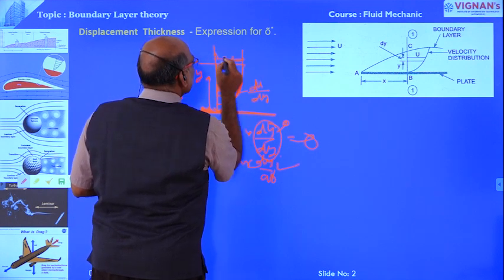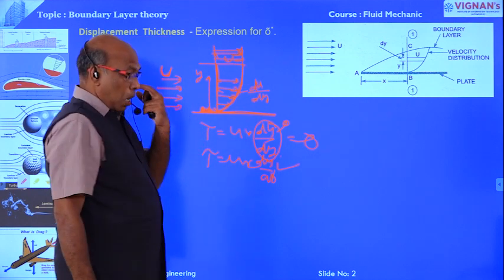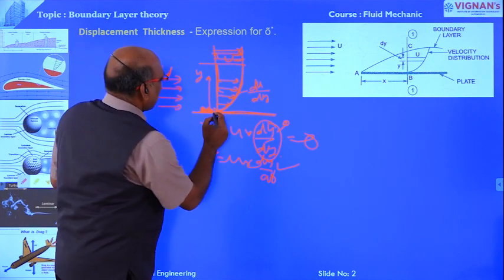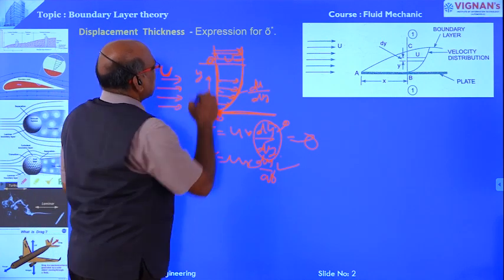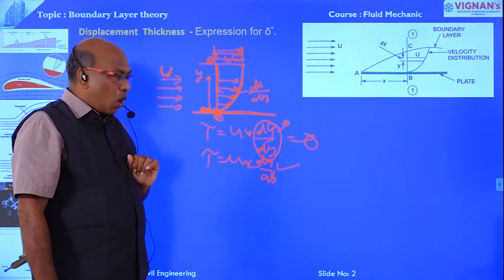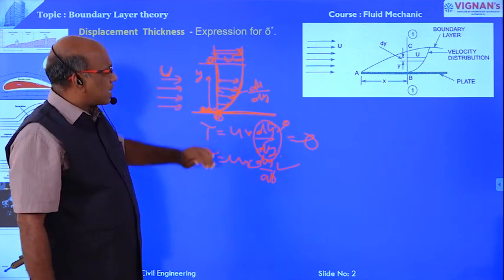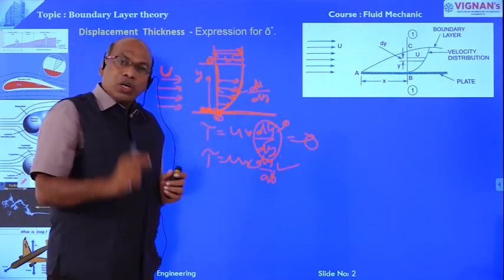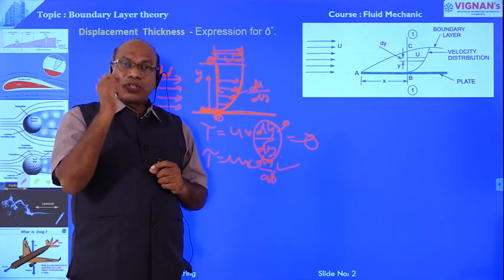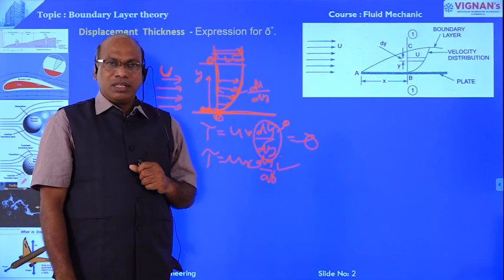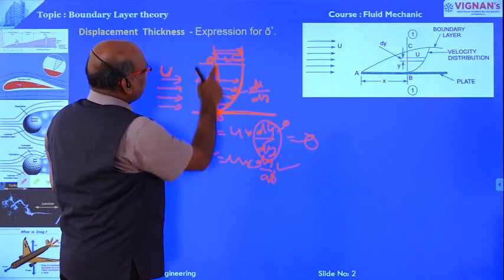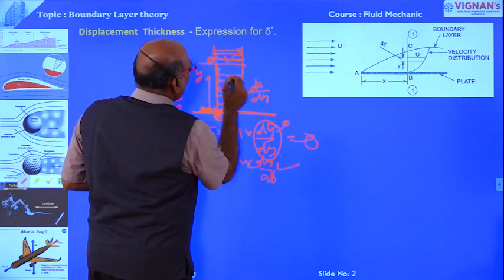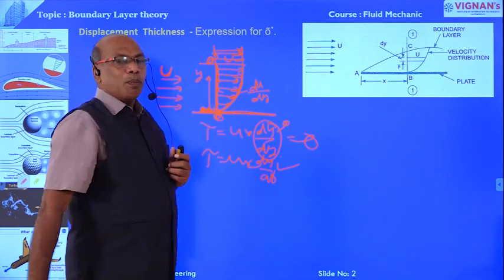But that velocity gradient continues up to a certain distance, and at some location the velocity reaches the free stream velocity. The velocity at the boundary is 0, at B it is 0, and at C it reaches the free stream velocity. So the velocity varies from 0 to the free stream velocity within a small distance from the boundary, within a narrow space. Be clear? This narrow zone is known as the boundary layer.